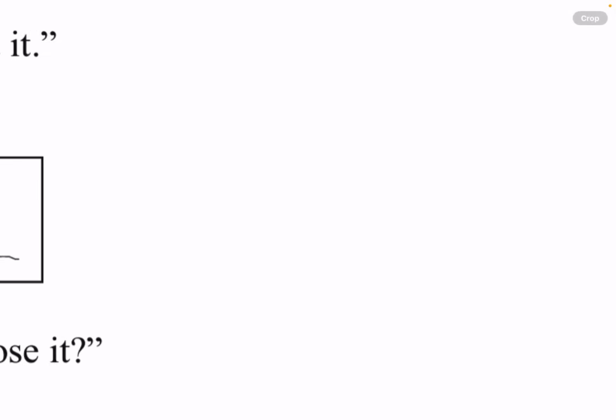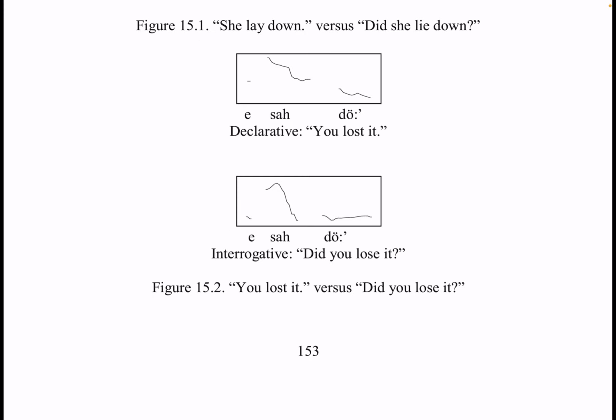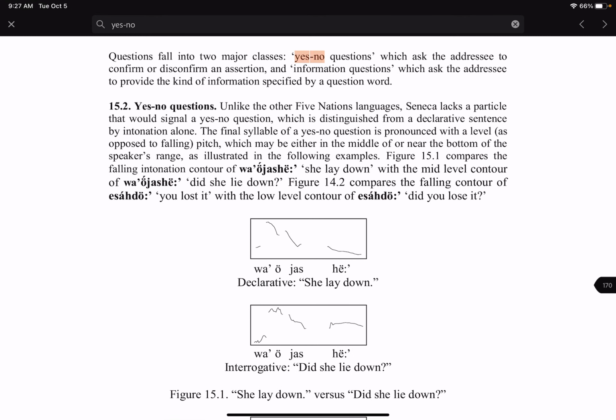Like, you can see the sound wave is different for a statement versus a question. So I'm going to play a few examples of some yes-no questions. So the first one is going to be, are you finished eating? So we did have that on the list, right?